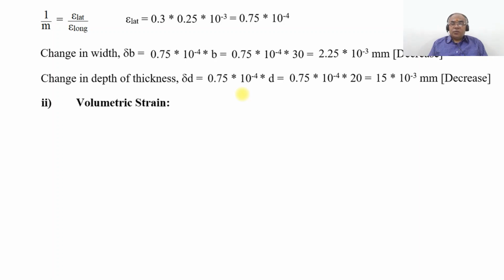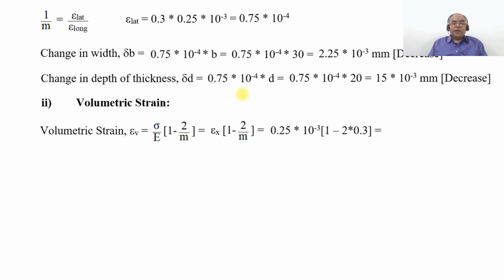Then what we need to find out is the volumetric strain. How do we find the volumetric strain? Epsilon V is equal to sigma by E into 1 minus 2 by m. Sigma by E is nothing but epsilon x, the longitudinal strain, into 1 minus 2 by m. Epsilon x is 0.25 into 10 to the power of minus 3, into 1 minus 2 into 0.3. On simplification, you will get this value as 10 to the power of minus 4. Since it is a volumetric strain, it is unitless.